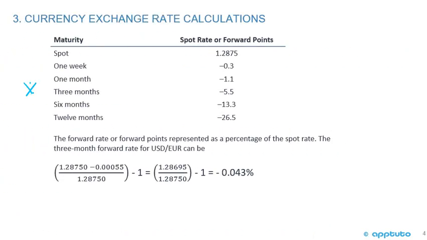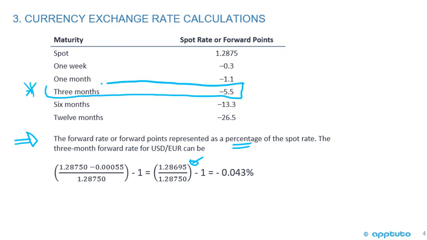Okay, we're using the same data here, but now we're going to look at another calculation, and it's the forward rate or forward points represented as a percentage of the spot rate. And this is really easy. Remember, we calculated the forward rate, and this example again is using the 3-month example, okay? Because we calculated the 3-month forward rate as 1.28695, okay? So to calculate the forward rate as a percentage of the spot rate, what are we doing? We're just doing our new rate divided by the old rate minus 1, okay, times 100.